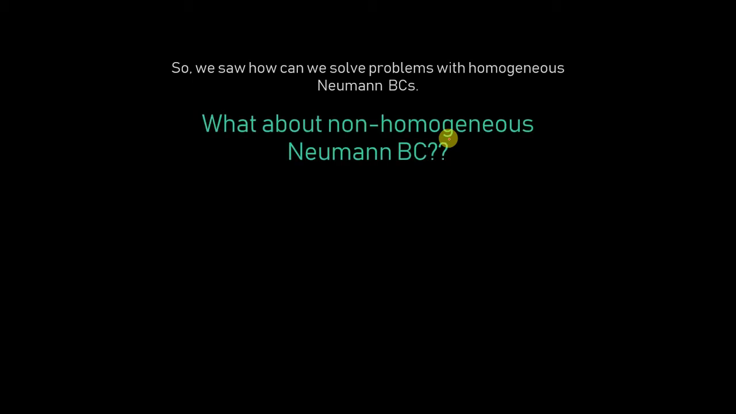Now, what about non-homogeneous boundary conditions? We solved the homogeneous boundary condition, and that in itself was very difficult. What about non-homogeneous boundary conditions? How can we solve those? For solving non-homogeneous Dirichlet boundary conditions, we use boundary functions, correct? So can we use some kind of boundary function for non-homogeneous Neumann boundary conditions as well? The answer is yes, we can construct them, but again it will be very difficult to construct that as well.